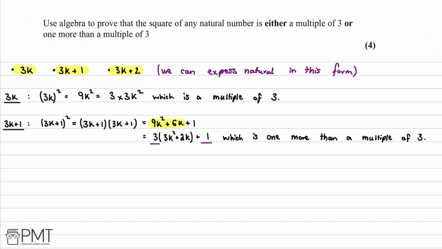And then what we want to do is take a look at this final case here. So that's going to be the 3k plus 2 case. So once again, we're going to square this.